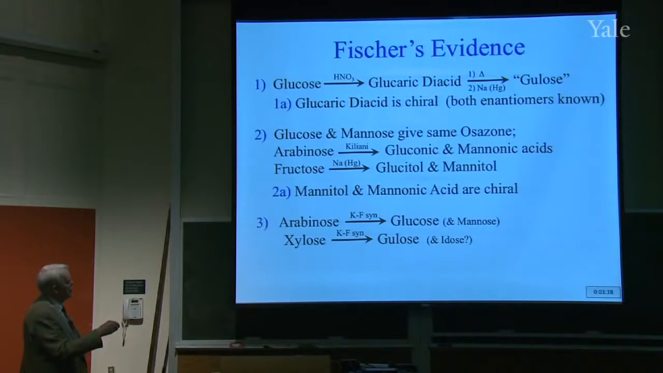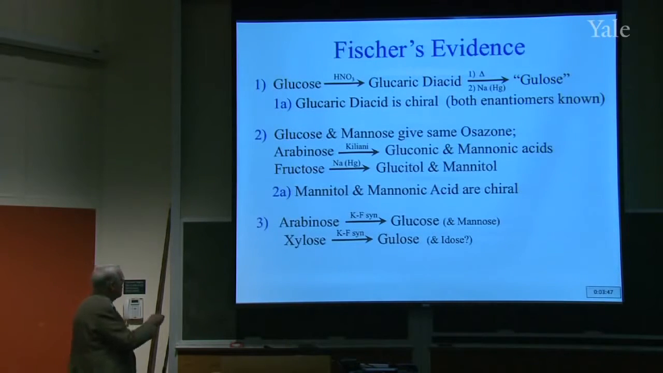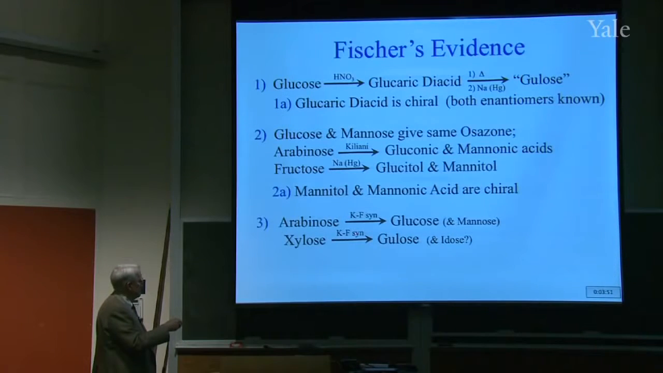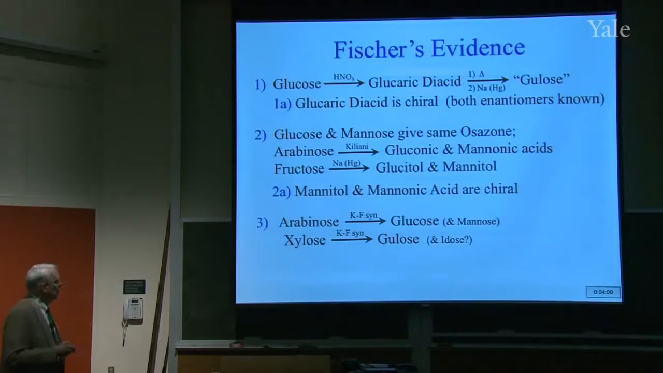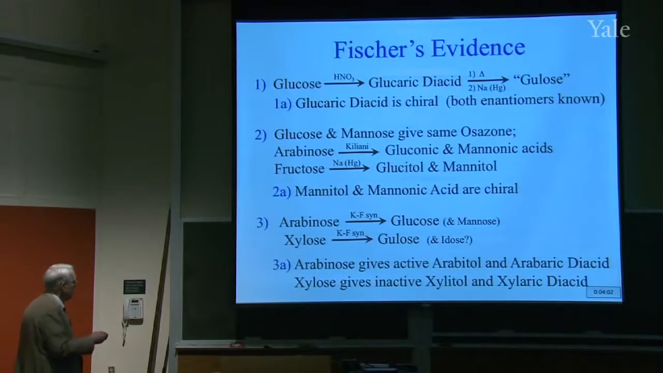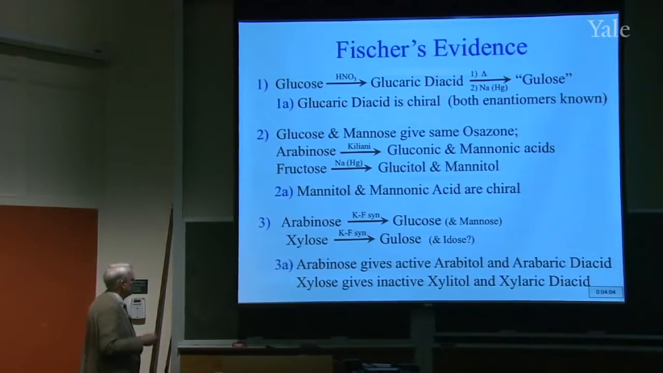That we see this relationship between glucose and mannose. And xylose, which came from wood, that's like the xylophone, right? Xylose, wood sugar, by the Kiliani-Fischer synthesis, added a carbon and made gulose, remember this one up here, and also another compound, which I think is the one called idose now. But these aren't really relevant.